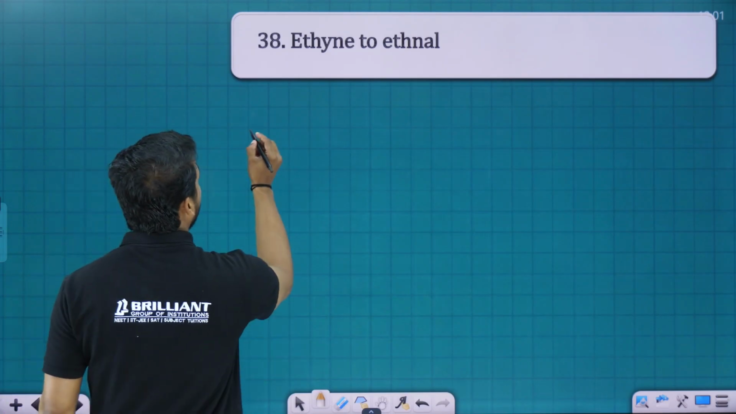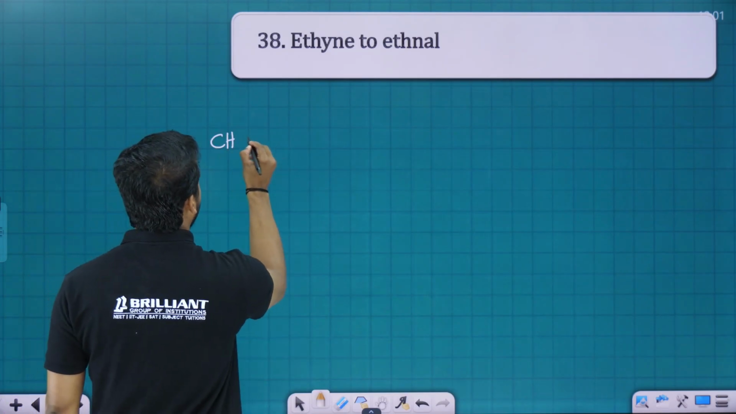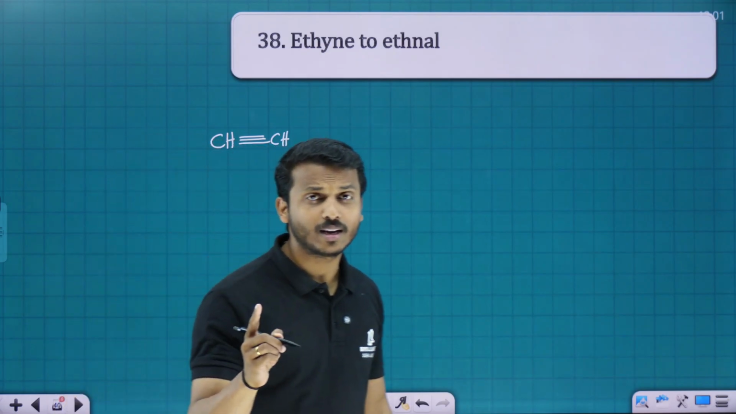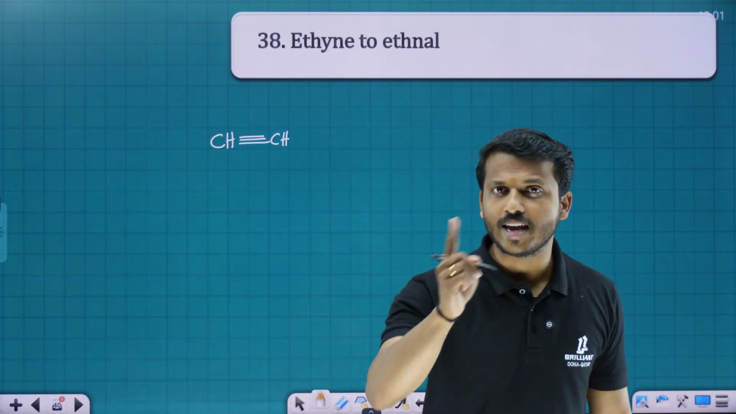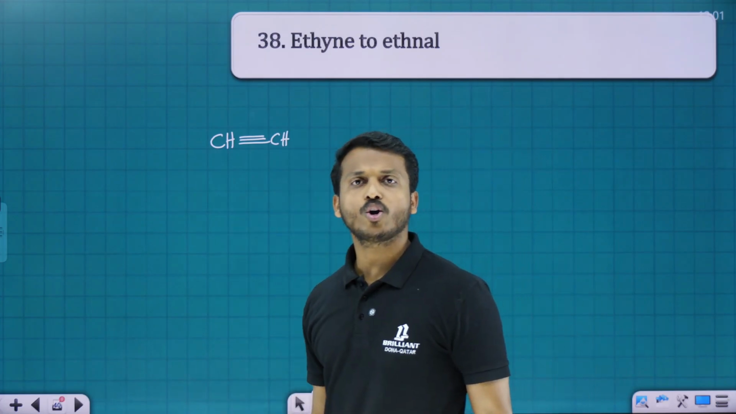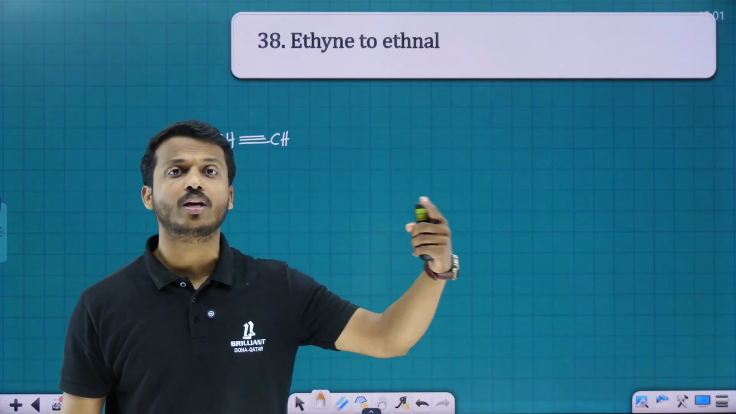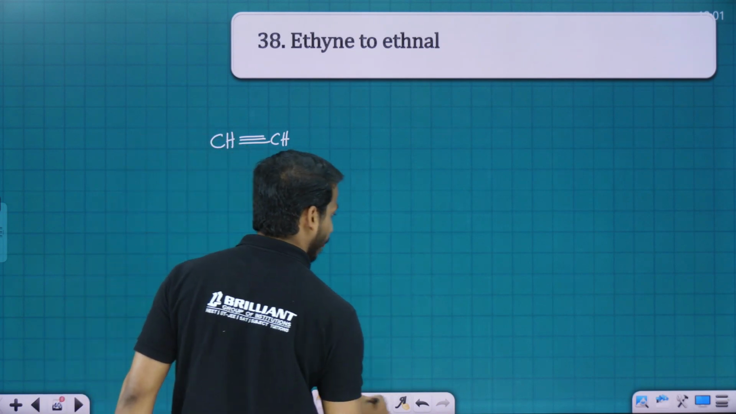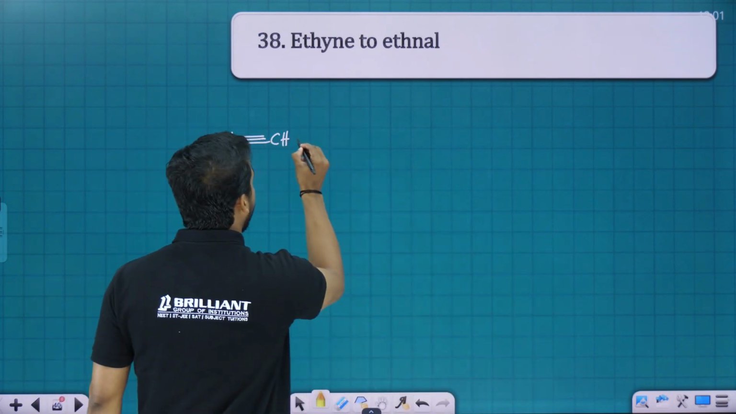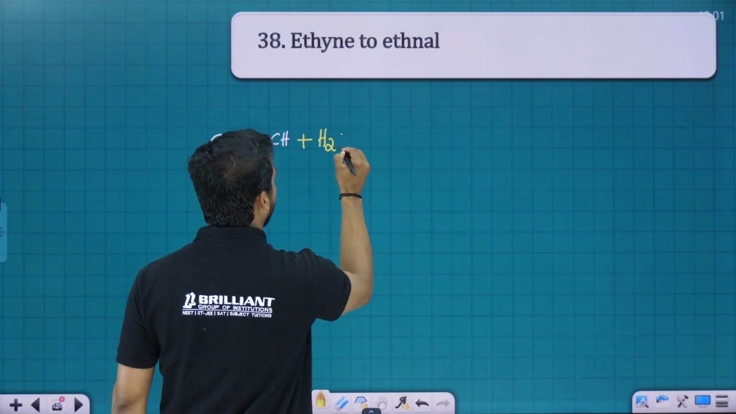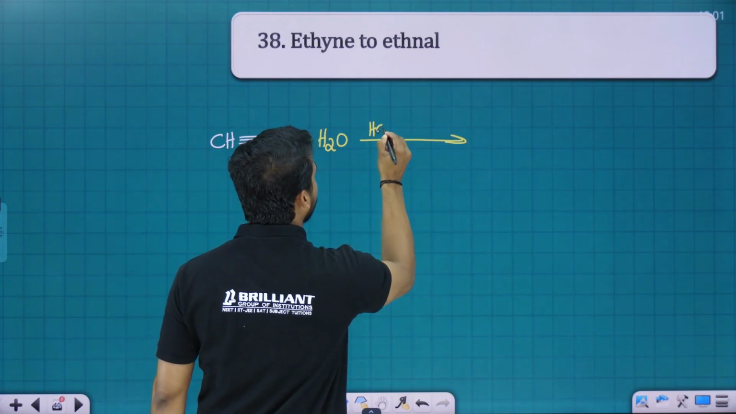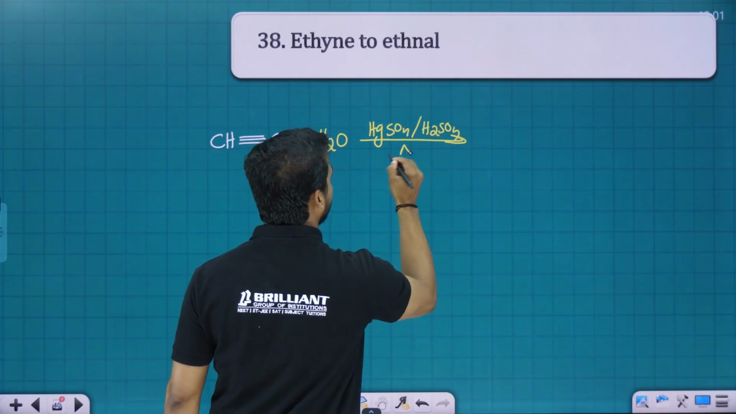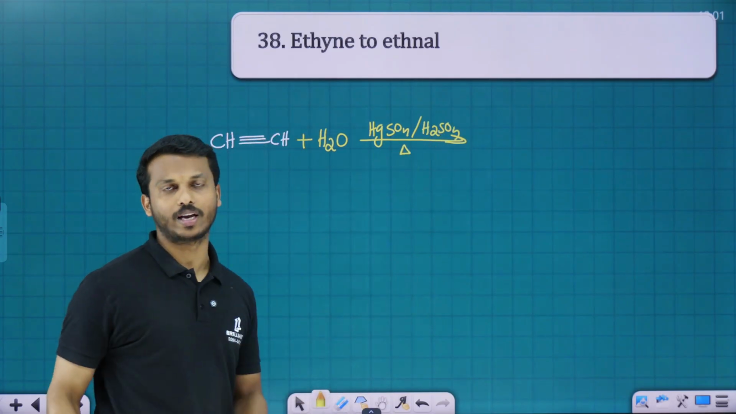Next one. How will you convert ethyne to ethanol? Dear, it is an alkyne. If you want to convert it into aldehyde or ketone, use oxymercuration. What is oxymercuration? Oxymercuration means addition of water in the presence of HgSO4 and H2SO4 with heat, mercuric sulfate and sulfuric acid.